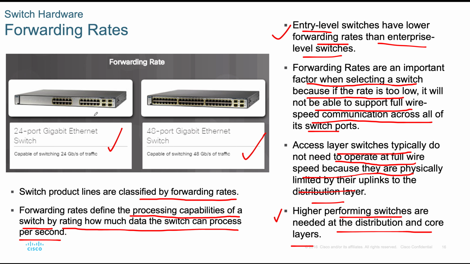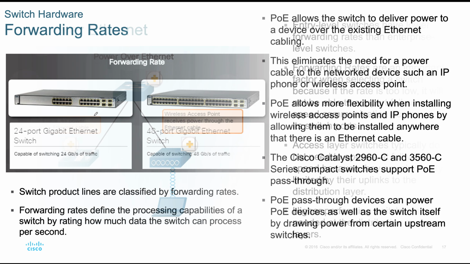Forwarding rate is a very important factor to consider when you're selecting a switch. If the enterprise you're developing for as a network engineer is very big, you cannot select a switch with a very small forwarding rate. It will not be a good network design and it will not work well with that network. Access layer switches typically do not need to operate at full wire speed between the devices. So let's move on quickly.